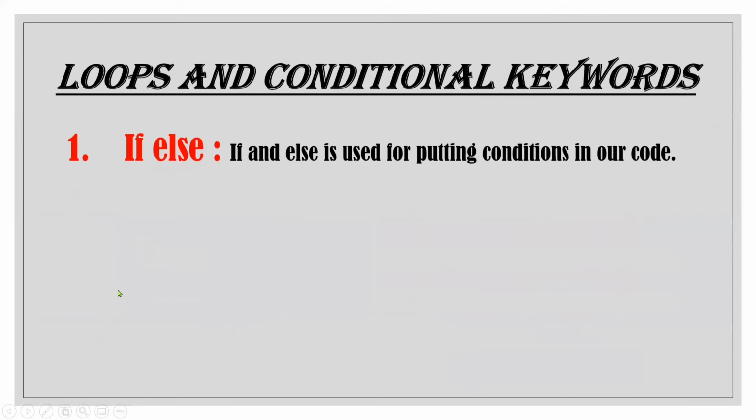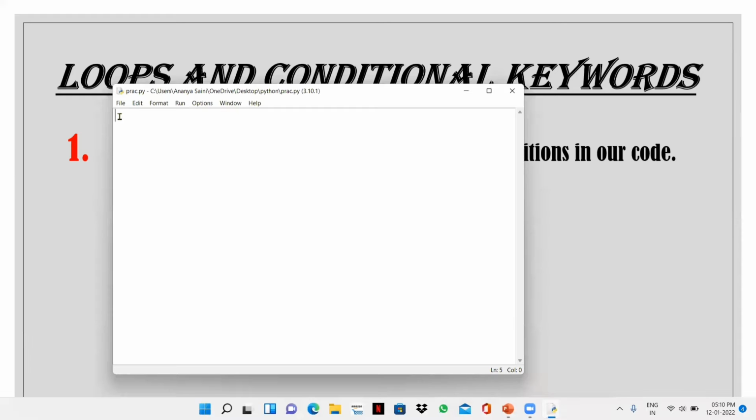Firstly, we have if else. If and else are used for putting conditions in our code. They are different keywords, but in most cases they are used together. Let's take an example. If I say a is equal to 30 and b is equal to 20, and then I write if a is equal to 30. Like we did this earlier, you can either put a bracket over here, or you can skip the bracket and put a space. It's one and the same thing, it won't make any difference.